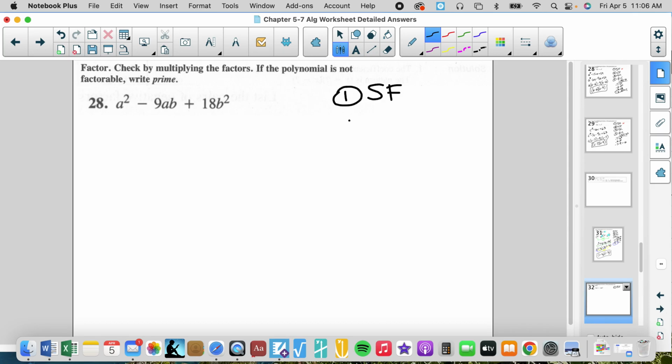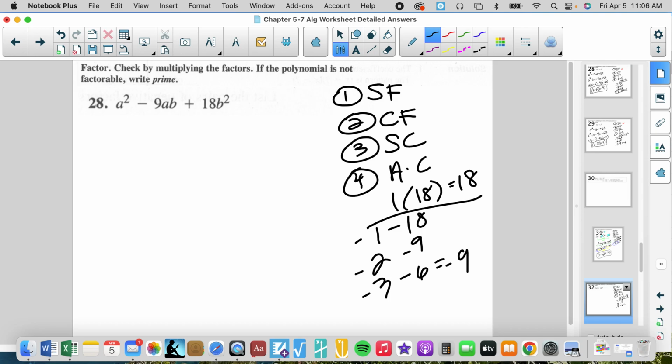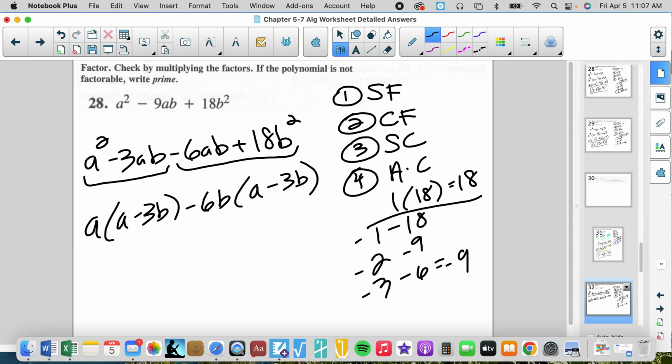Is it in standard form? Yes. Is there a common factor? No. Is it a special case? No. We'll do a times c. My a value is still 1. My c value is still 18. It's the coefficient of that term. And that's 18. 1 and 18, 2 and 9, 3 and 6. Signs are the same, both are negative. And this equals my negative 9. I get a squared minus 3ab minus 6ab plus 18b squared. We can factor out an a, that gives us a minus 3b. We can factor out a negative 6b, that gives me a minus 3b. A minus 3b times the quantity a minus 6b.